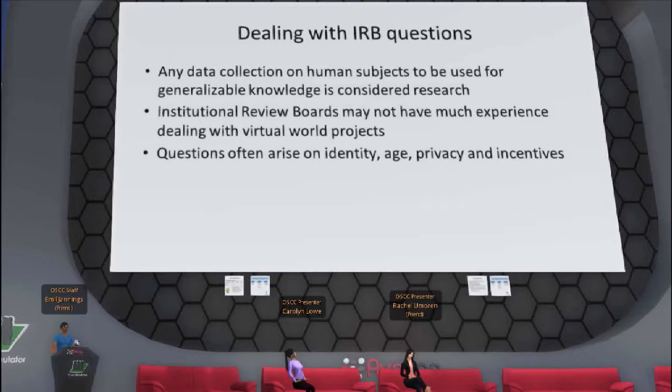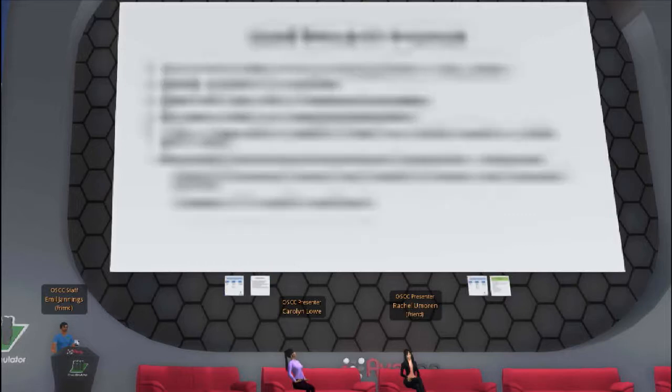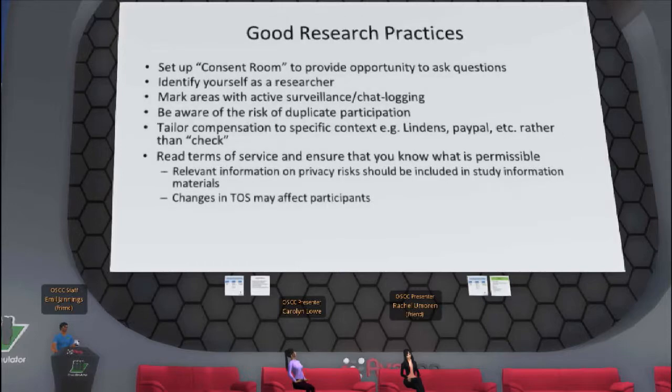So they do often have questions on identity, like how do you know that this person is actually who he or she says she is? How do you know that they are the age that they say they are? What about privacy on the internet? Well, we know that doesn't exist. And how are you going to incentivize? So Connie might actually be able to tell us a little bit about his or her experience about passing through the IRB process.